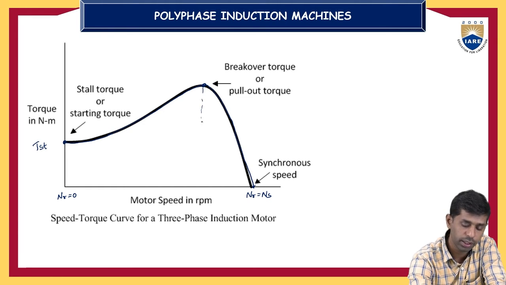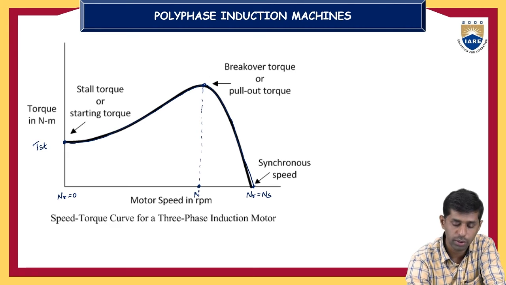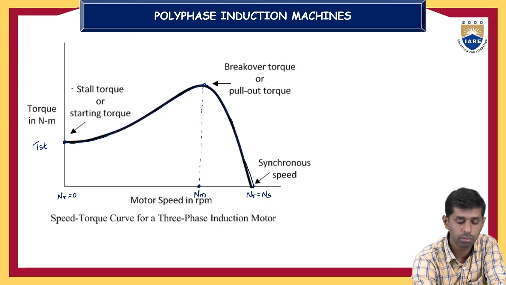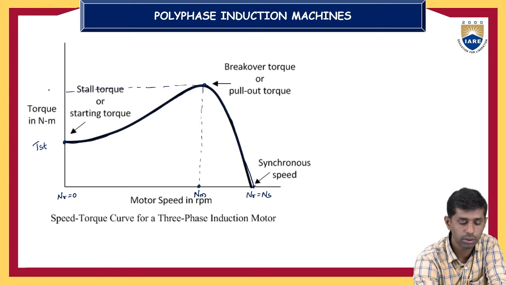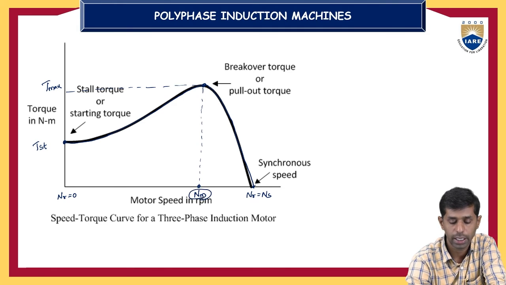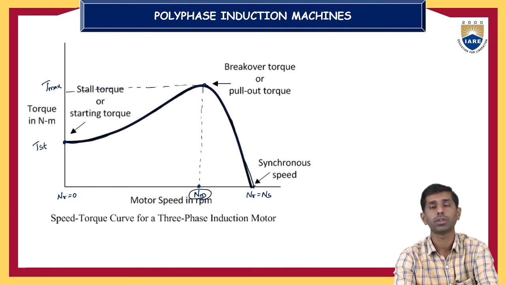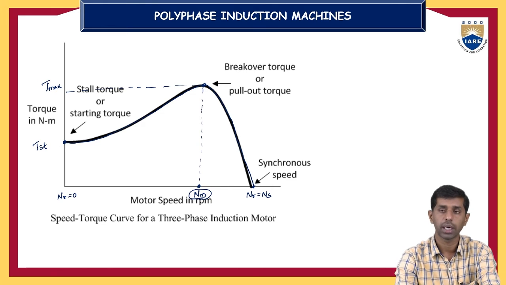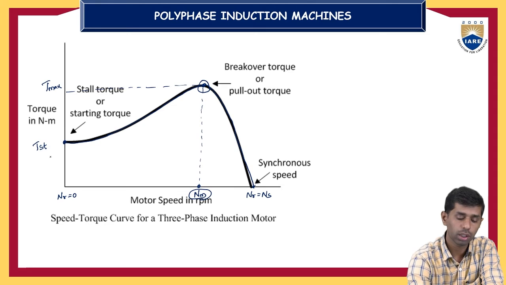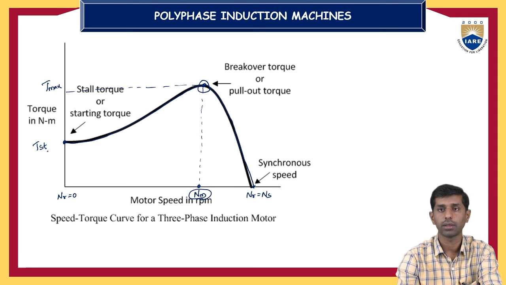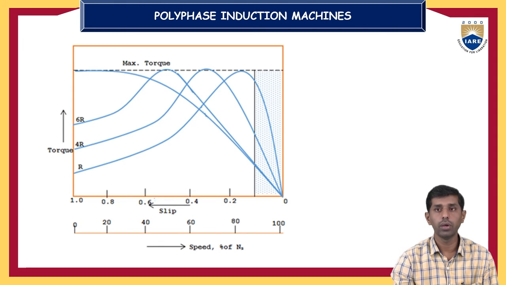So this will be the speed corresponding to maximum torque. This is the maximum torque. The respective speed is called Nm, the speed of the induction motor corresponding to the maximum torque. So this is a point called breakdown torque, and this is a point called starting torque of the induction motor.